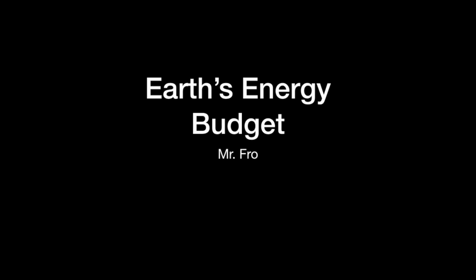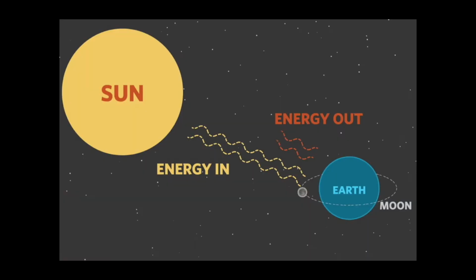Today we will be covering Earth's energy budget. One of the things that we've already covered in this unit is that energy in space can be exchanged between different objects in different ways. Once an object has energy, there are basically three things that object can do with it. That object can absorb the energy, reflect the energy, or transmit the energy.